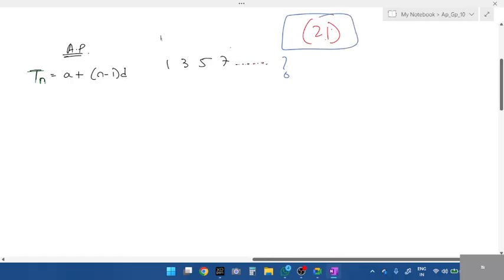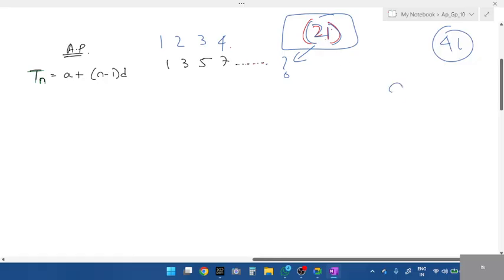So, the first position 3, second position, third position 5, fourth position 7. In the same way, at the 21st position, what is the number? That is what they've asked. We already know the answer, 41. Let's cross check.